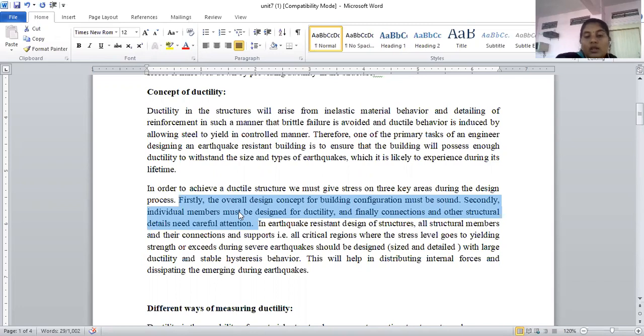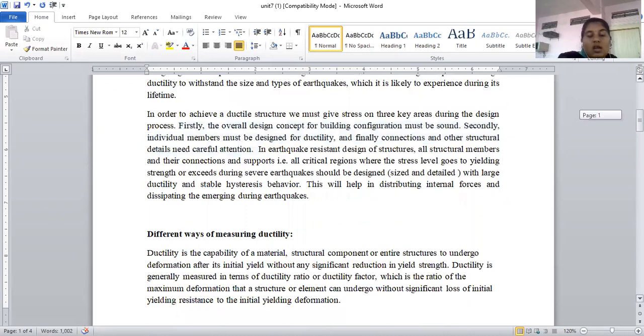Okay, so in earthquake resistant design of structures, all structural members and their connections and supports, that is all critical regions where the stress level goes to yielding strength or exceeds it during severe earthquakes, should be designed with large ductility and stable hysteresis behavior. This will help in distributing internal forces and dissipating the energy during earthquakes. So we have to understand these three parameters. If we apply these three parameters to the structures, then automatically we can make the building an earthquake resistant building.